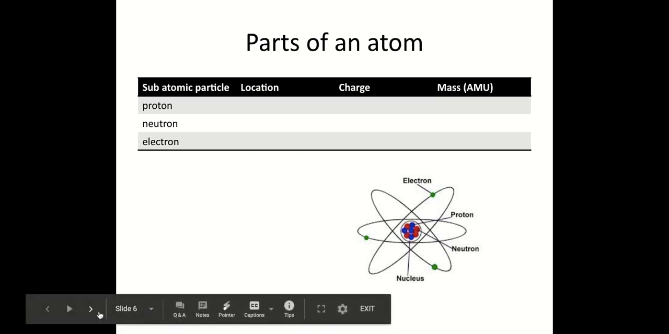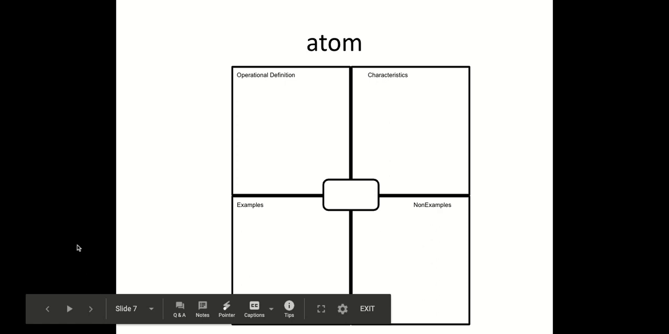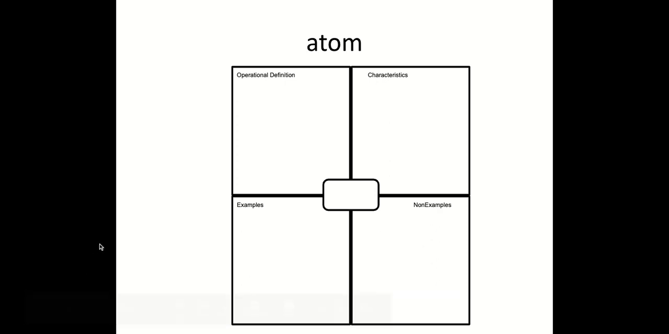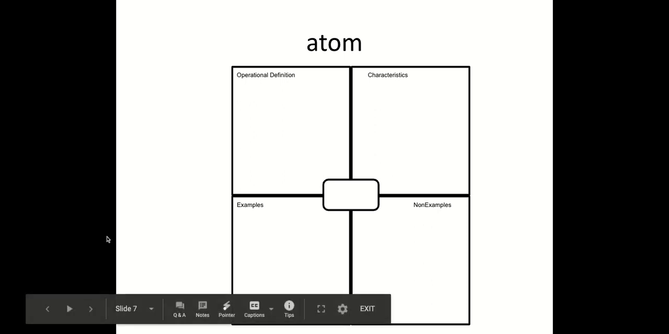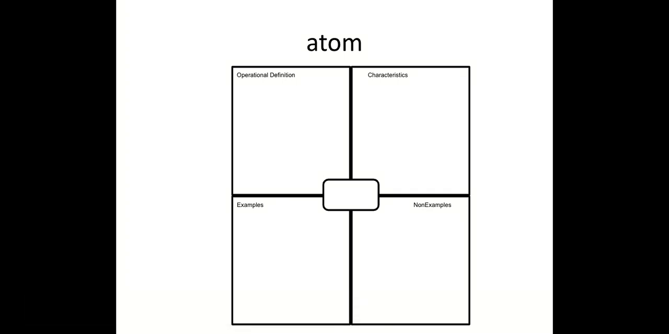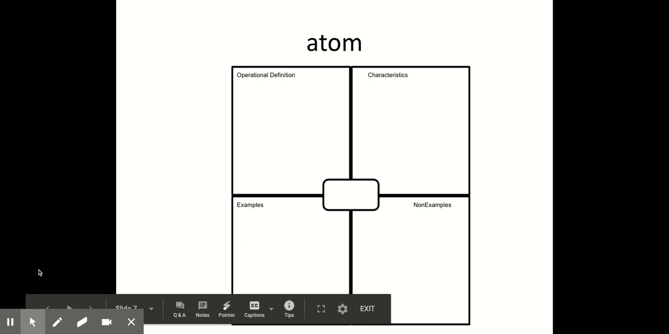Then moving on. Atom. All right. This is a little kind of diagram that helps us think about the way things work. So what's the operational definition of an atom? What are the characteristics? Give an example and give a non-example. Again, I'm going to give you a little bit of time to think about this and fill this out. I'll probably ask an Edpuzzle question prior to that, prior to me writing on it.